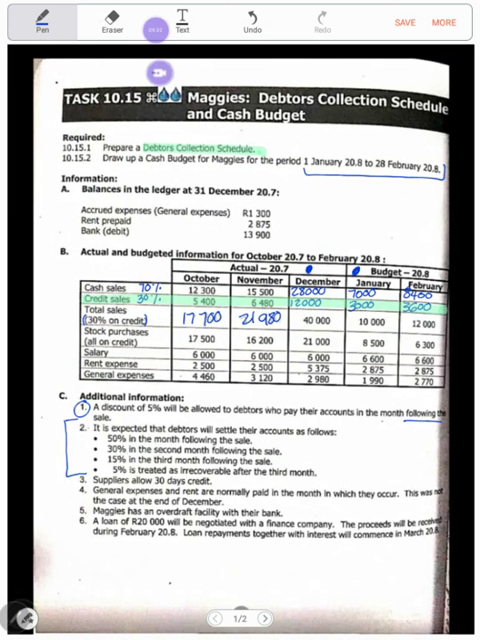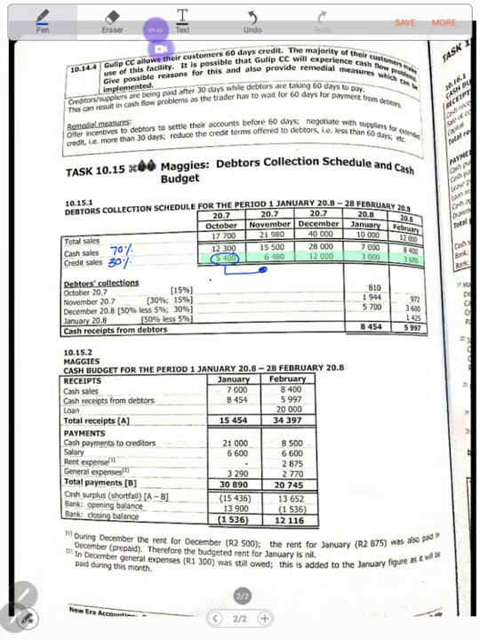30% will pay in the second month after the transaction. So remember, your transaction month was October. November is 1 month later. December is 2 months later. Is that in your budget period? No, it is not. So we move along.